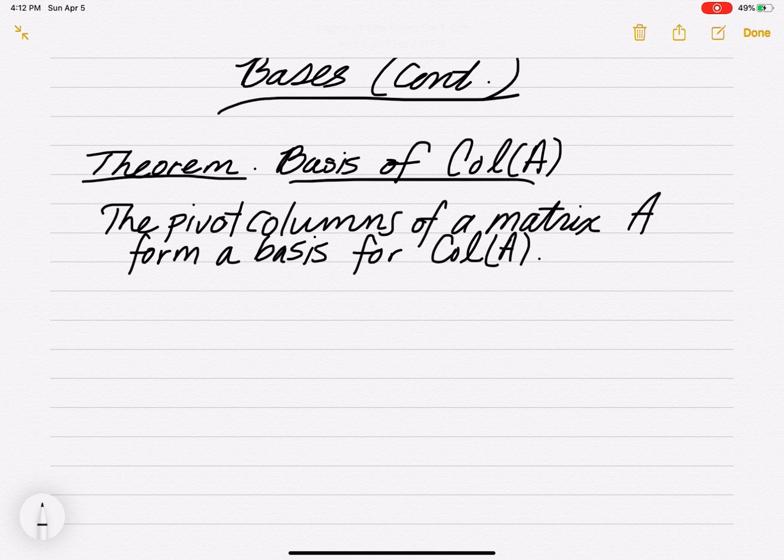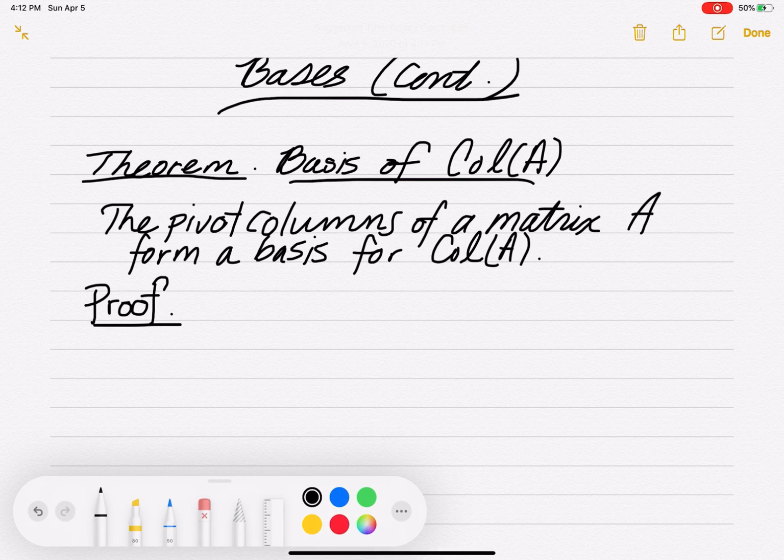Now here's an important result. This will help us find a basis for the column space of A. It says, the pivot columns of a matrix A form a basis for the column space of A. So we're going to take the pivot columns of our original matrix, not of the row-reduced matrix, but the original matrix, to find a basis for the column space of A. So let's actually prove this. It's not that difficult to prove. We can actually prove this one.